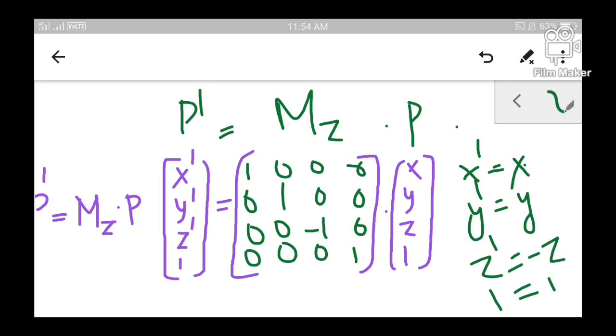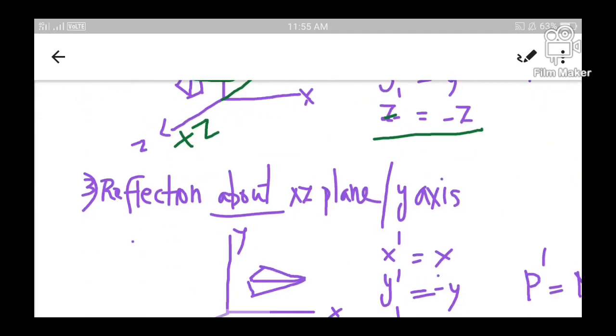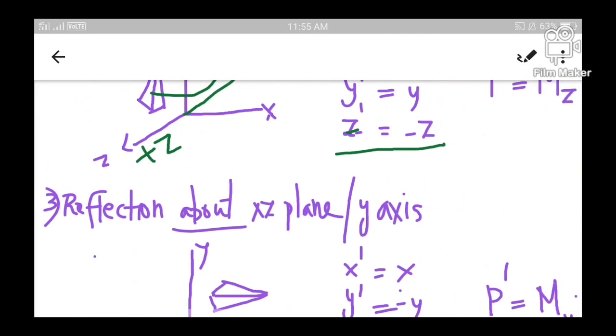So let us now proceed to the third type of reflection, which is reflection about y-axis or reflection about xz plane.